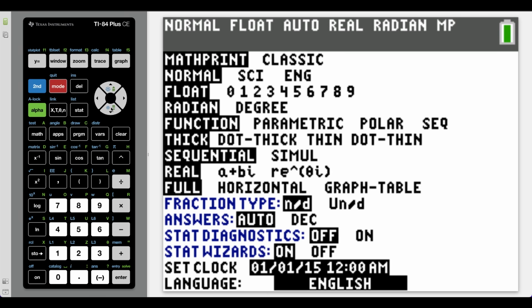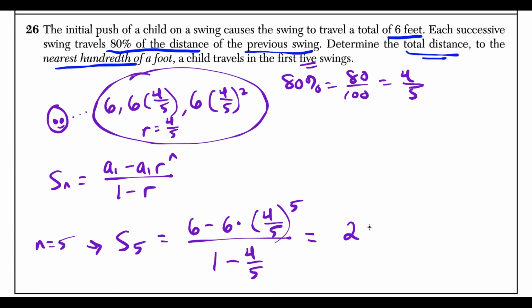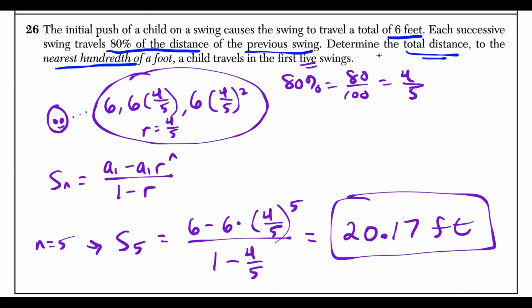So what I could do is I could go to mode, because there's a good chance your calculator is going to be reset when you take the Regents. And we go from auto and we switch it over to decimal like this, because we're going to be rounding this to the nearest hundredth. So notice here we get 20.1696, so we're going to round to 20.17. So we'll just write out our final answer. We have 20.17 feet. So this is the distance that the child swings for the first 5 swings.